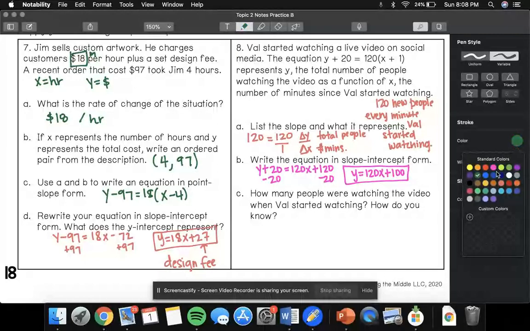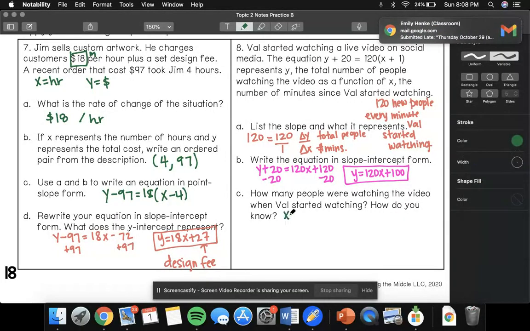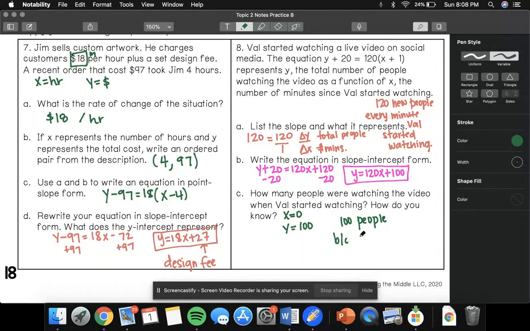How many people were watching the video when Val started watching? So when Val started watching, that would be x equals 0. Which would tell us y equals, if I plugged in 0 right here, 120 times 0 plus 100, so it'd be 100. So it looks like 100 people, because the plus 100 is our starting point, or our y-intercept.